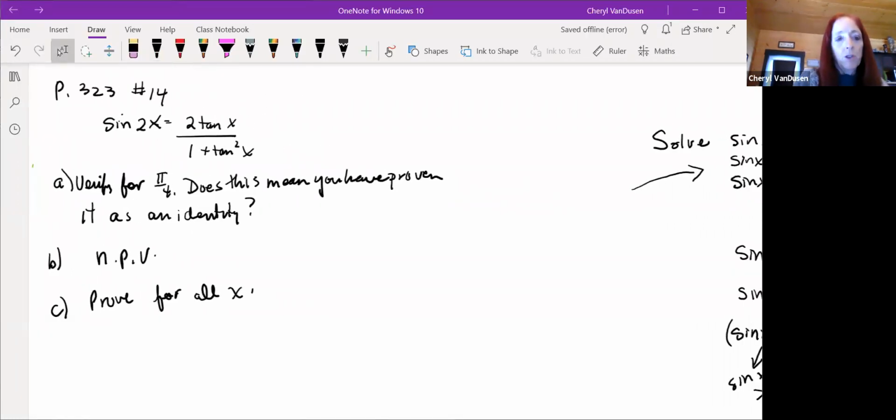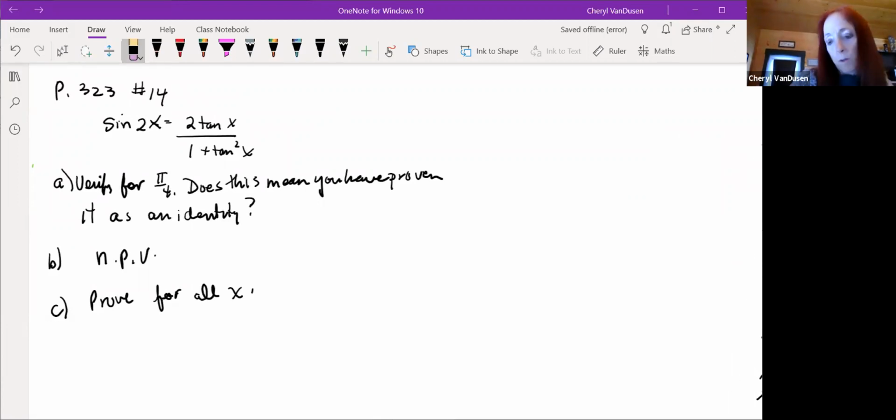Now, verifications: when you are asked to verify, especially on an assignment or anything long answer, when they ask you to verify for pi over 4, you have to keep exact values. If you're not sure about exact values, just pretend it says exact values. So my expectation is that we're not grabbing our calculator for any of this question at all.